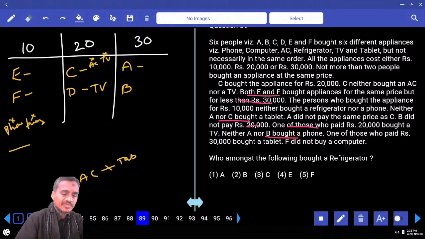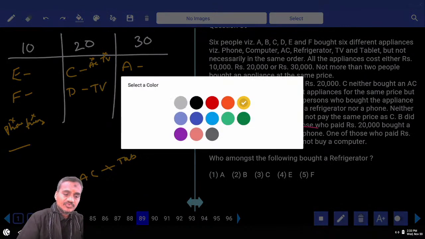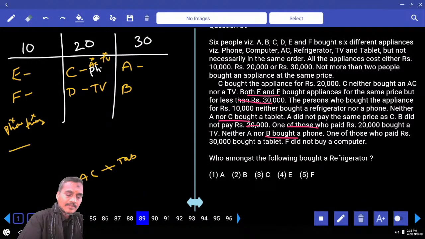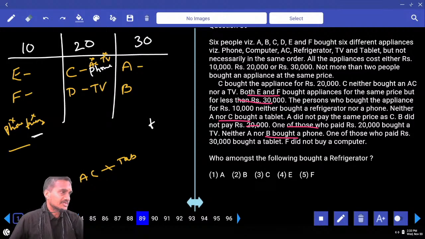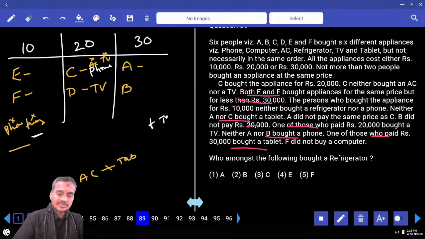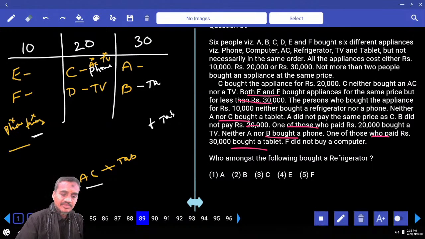Phone cannot be here, phone cannot be here. And so who must buy this phone? C must buy this phone. And now phone is here, freezer cannot be here, and this freezer must be at this place. And A and C did not buy this tab. And one of those paid 30,000 buy a tablet. One of those 30,000 buy a tablet, hence tablet must be here, and freezer. A and C cannot be tablet, hence A cannot be tablet, B is tablet. If B is tablet and C A is freezer.